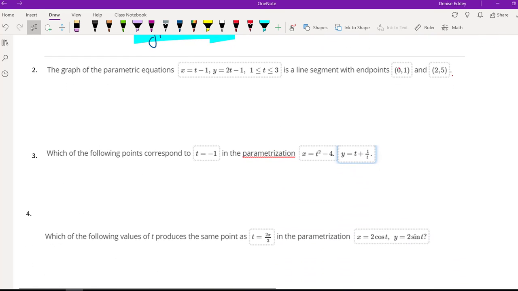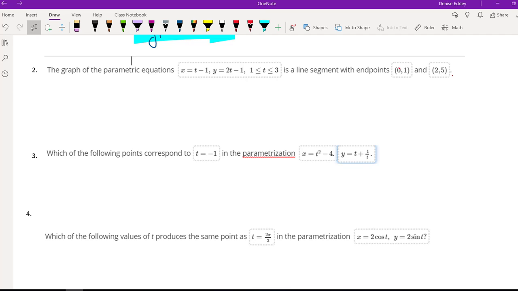Okay, number 2, the graph of the parametric equations, x equals t minus 1, y equals 2t minus 1, where t is greater than or equal to 1, less than or equal to 3, is a line segment with endpoints (0, 1) and (2, 5). So again, you can make it into a rectangular equation and then check your endpoints by substituting t in.